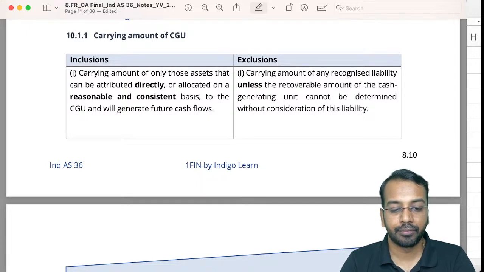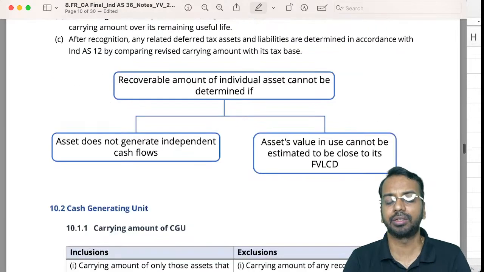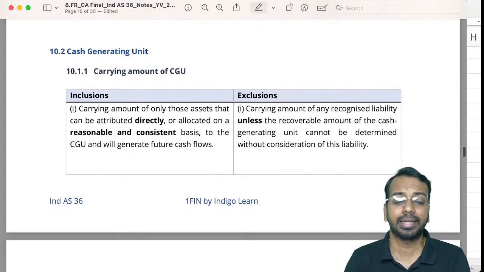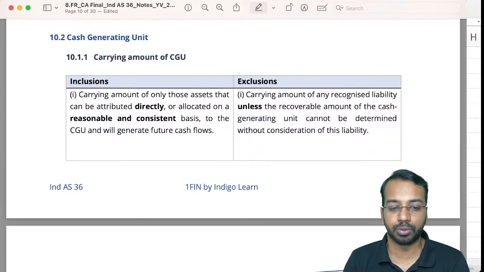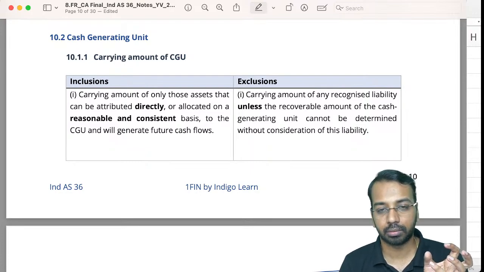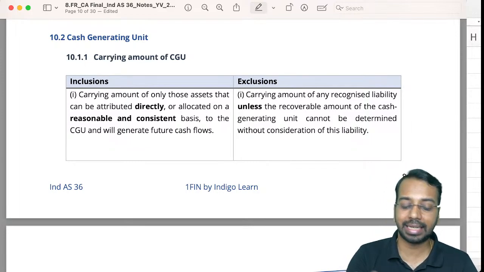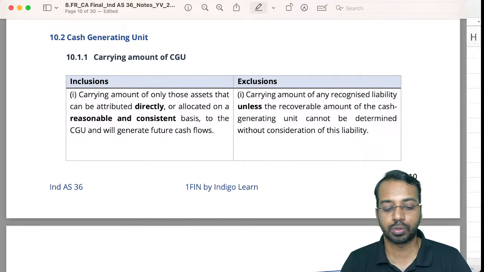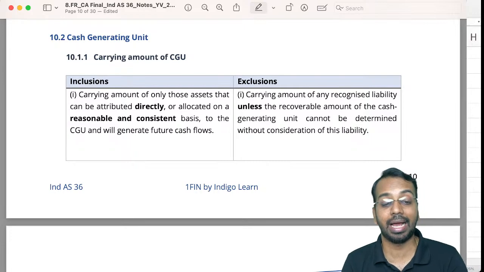moving on, when we have to calculate impairment loss for cash generating unit. Cash generating unit means individually one asset cannot generate cash flows. So we group those assets and we call them to be cash generating unit. Now when we say cash generating unit, like we do for assets, we will calculate carrying amount for the cash generating unit, and we will calculate fair value less cost to sell for cash generating unit.